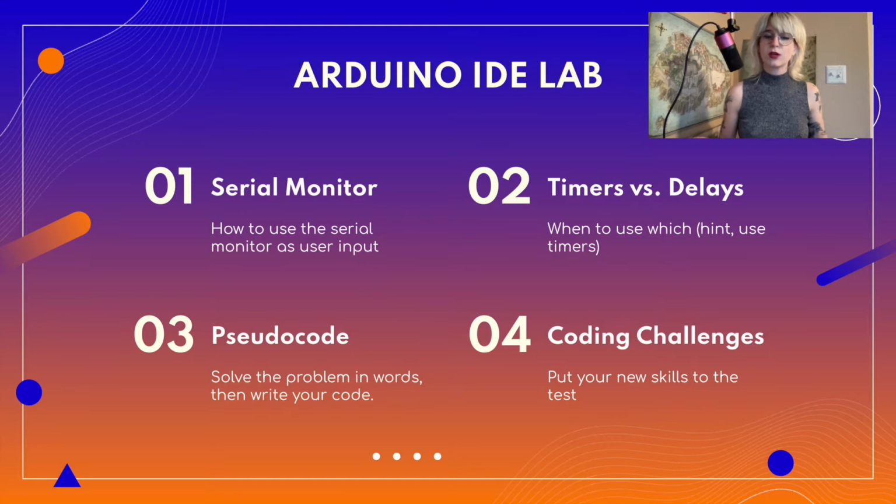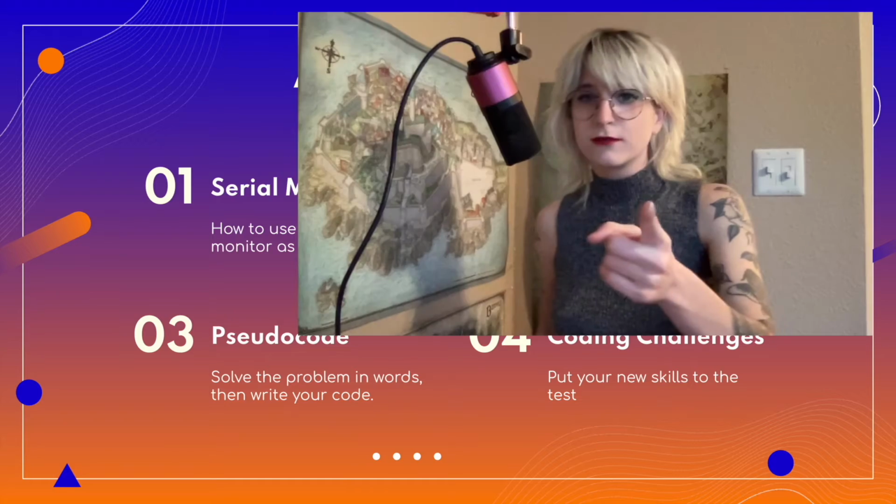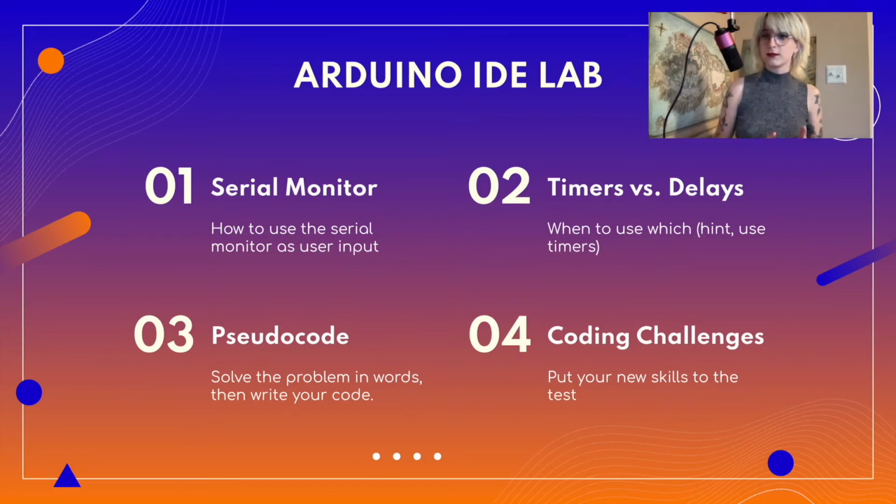The second thing that we're going to go over is what is the difference between a timer and a delay, and when do you use those things? Hint, we probably want to use timers, not delays. The third thing we're going to go over is pseudocode. It's super important. I'm not just saying that. I mean it. Pseudocode should take up 80% of your programming time. I just pulled that number out of my ass, but I'm genuinely very serious.